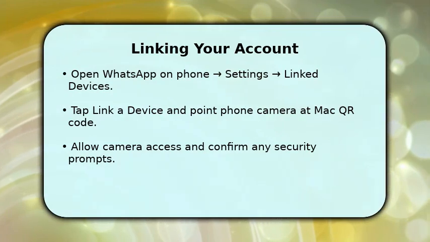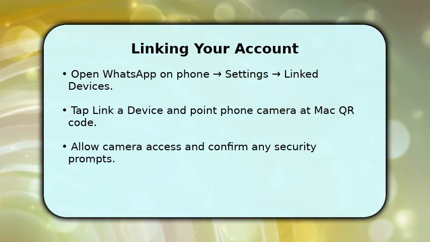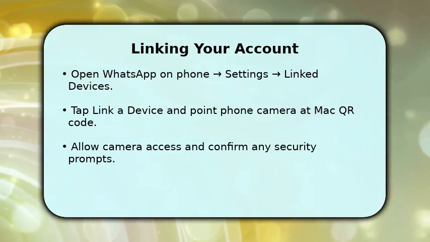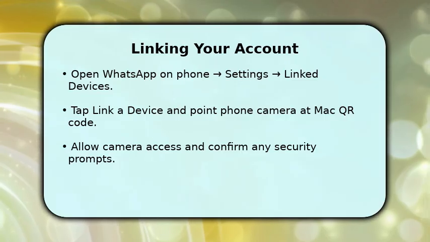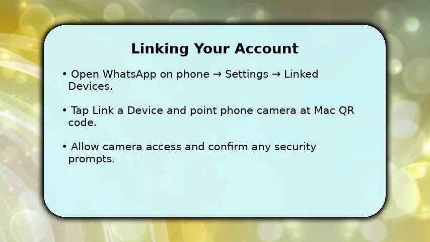Next, on your phone, tap Settings, then Link Devices, and choose Link a Device. This activates the camera scanner. On the Mac, display the QR code in the browser or the desktop app. Once visible, hold your phone steady and align the code until it scans automatically. This is how WhatsApp securely ties sessions to your account.